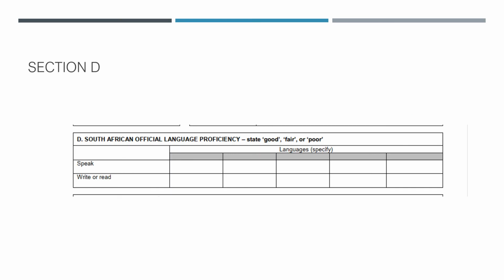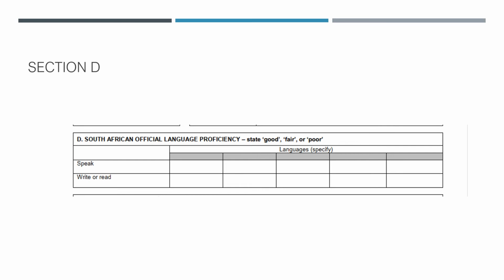And then section D is just on your language proficiency, especially in a country where there's about 11 official languages. And also just being multilingual and fluent in multiple languages, it's, how should I put it? It's an advantage that you need not undermine, and you need to be able to list all the languages that you can speak and even write, and then indicate your proficiency in both.